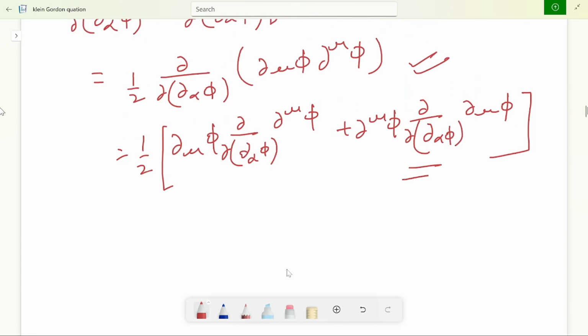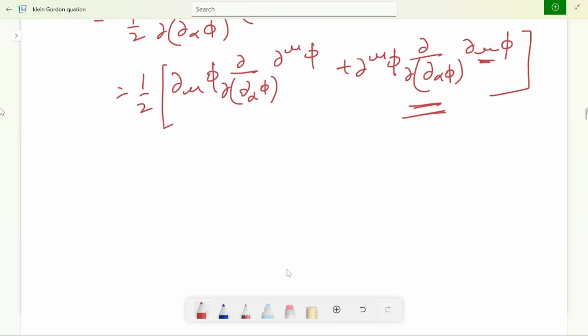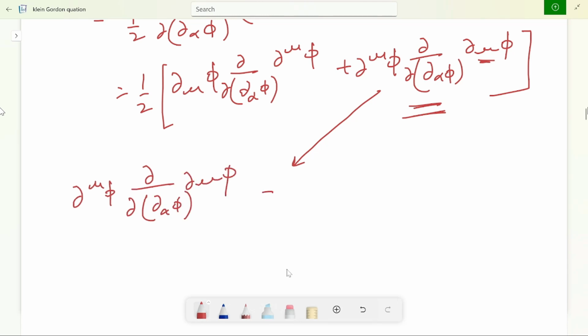This part would be pretty easy to solve, right? Because you can see that we have a covariant index, which is d mu, and we are taking the derivative with respect to the covariant index. So this is a pretty straightforward thing. Let us work with this part first. This is just going to be d mu phi, d by d alpha phi d mu phi.